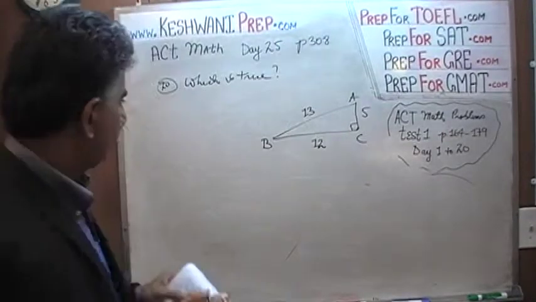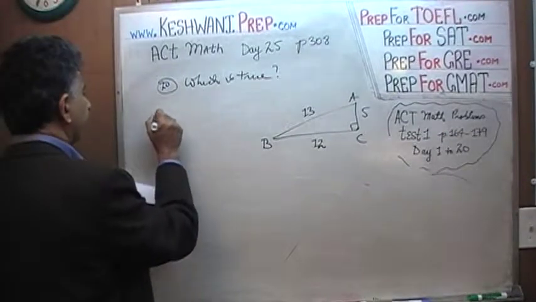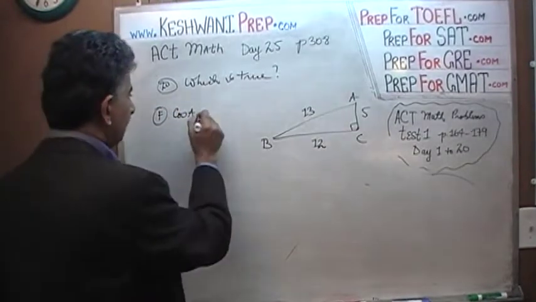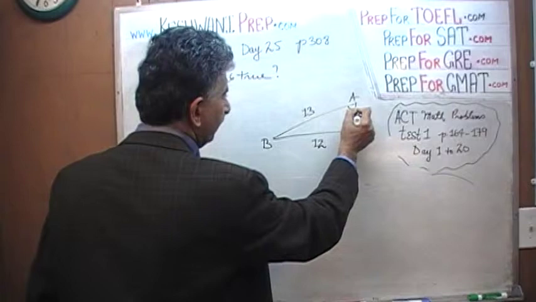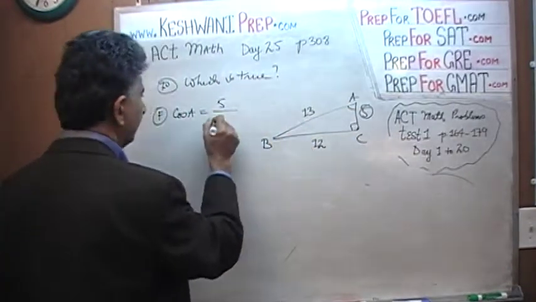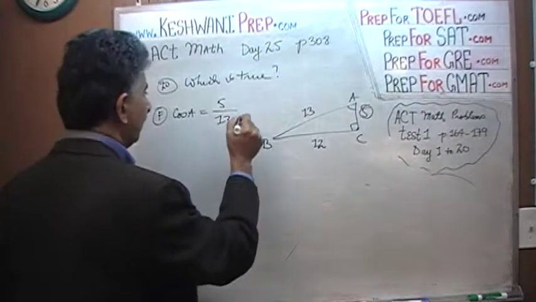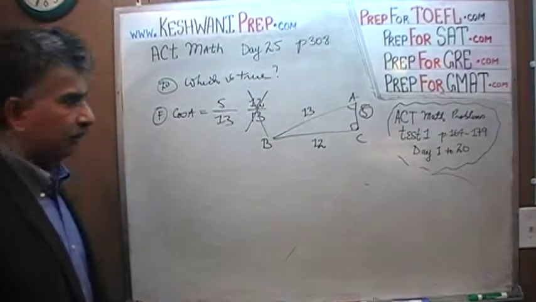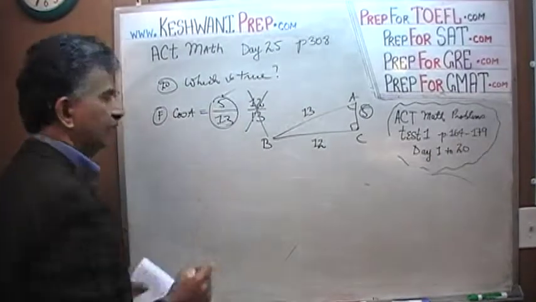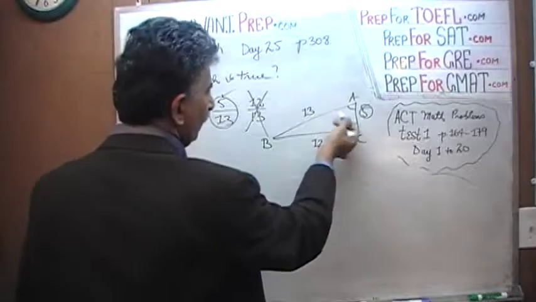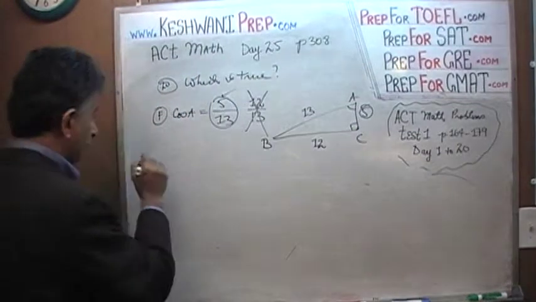The first one says cosine of A equals 12 over 13. Well, cosine of A is going to be adjacent, which is 5, over hypotenuse, which is 13. So it is 5 over 13, but they give us 12 over 13. That of course is not true. It's not 12 over 13.